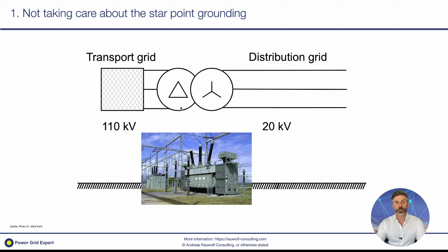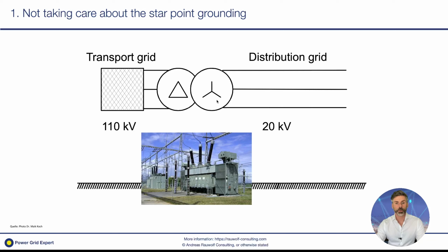First mistake: not taking care about the star point grounding while choosing the right device. To be honest, this is less and less important because most modern fault indicators and most modern protection relays can deal with all kinds of star point groundings, low ohmic, isolated, compensated networks, and much more. But it's a good idea to check if you are on the safe side with your device.